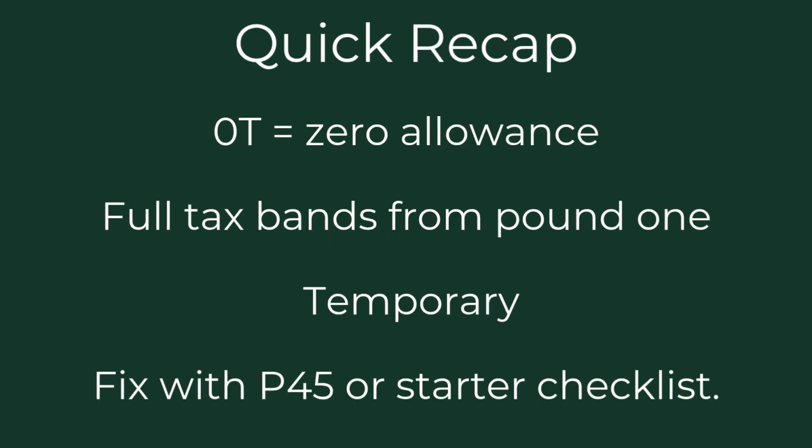To recap, 0T means zero personal allowance. All income is taxed from pound 1 using the full range of tax bands. It is usually temporary. Provide your P45 or complete a starter checklist to get it resolved quickly.